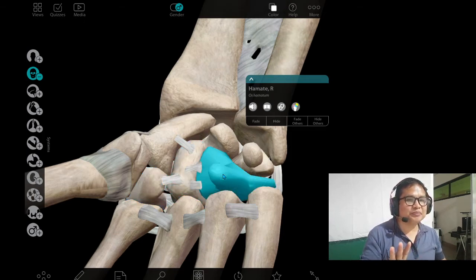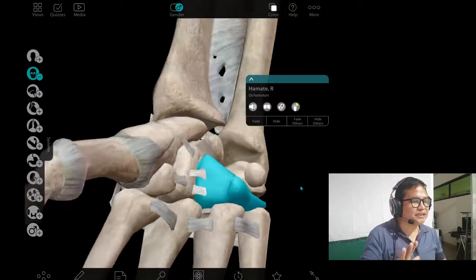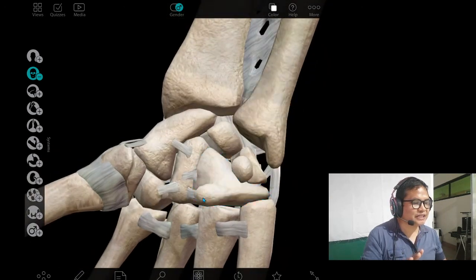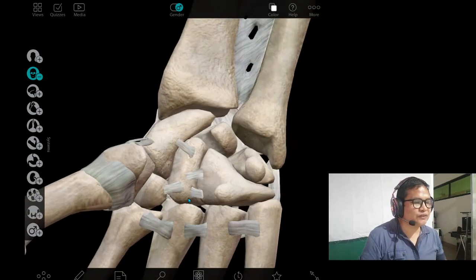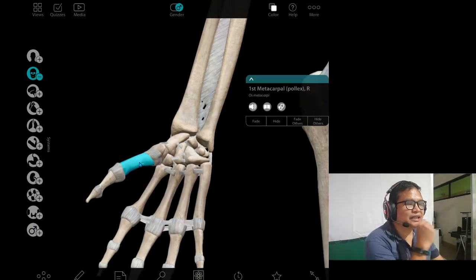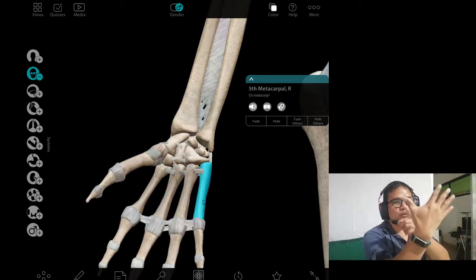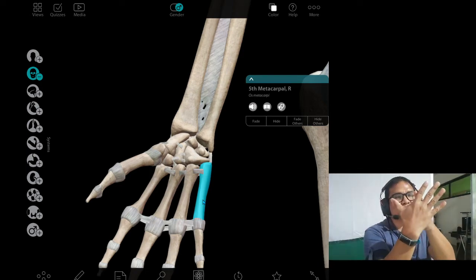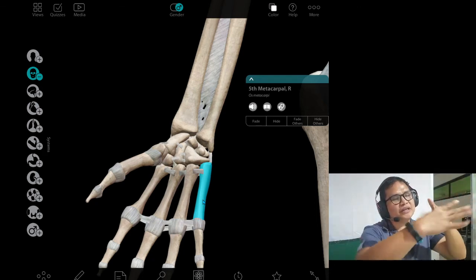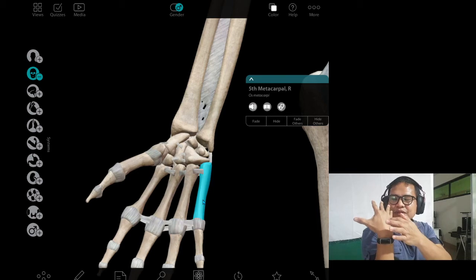Now the most prominent part here is this one. This is what we call the hook of the hamate. Now then we have here the metacarpals. This one is the first metacarpal, second, third, fourth, and fifth. So the numbering of the metacarpals starts from here, 1, 2, 3, 4, 5.